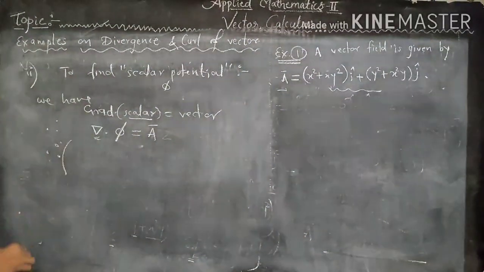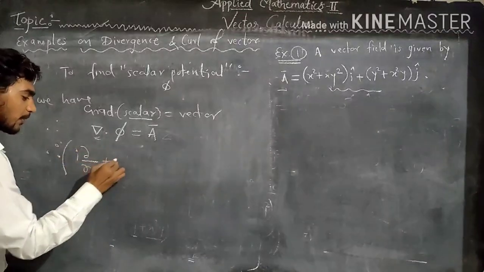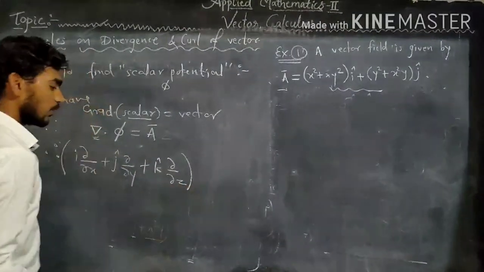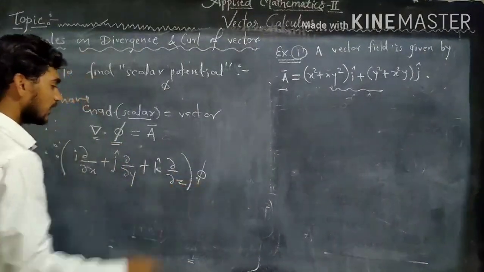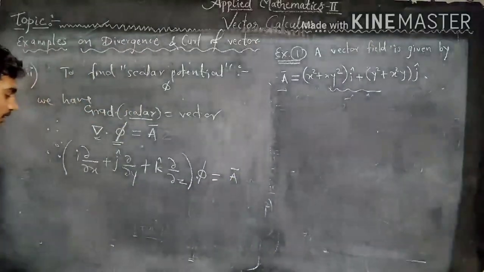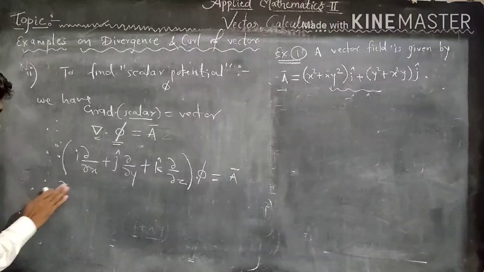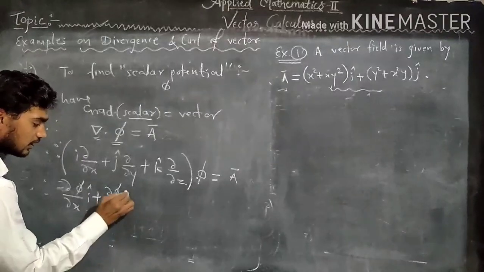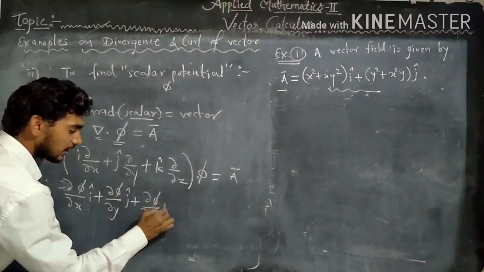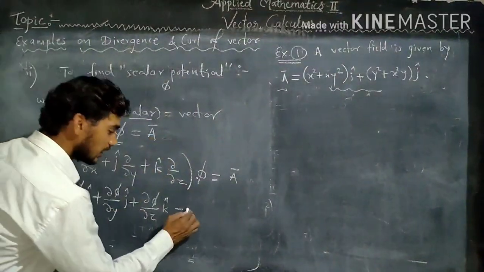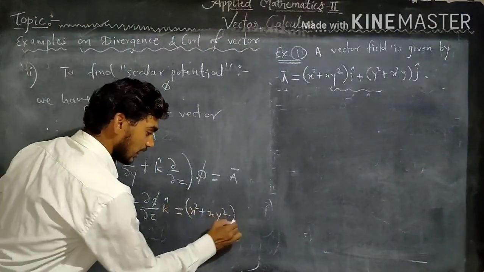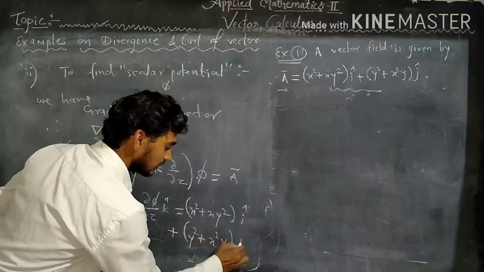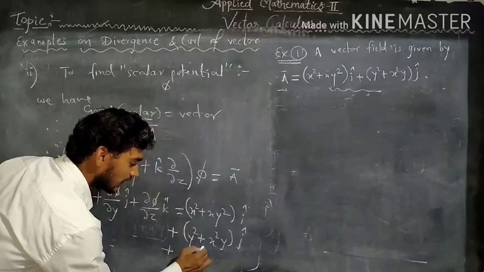now we know that del is given by operator i del by del x plus j del by del y plus k del by del z dot with phi equal to given vector A. Therefore, it is equal to del phi by del x i plus del phi by del y j plus del phi by del z k, which is equal to given vector A, which is x square plus xy square i plus y square plus x square y j plus 0 k.